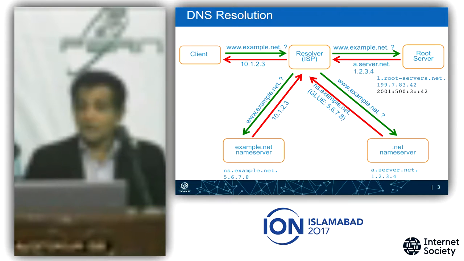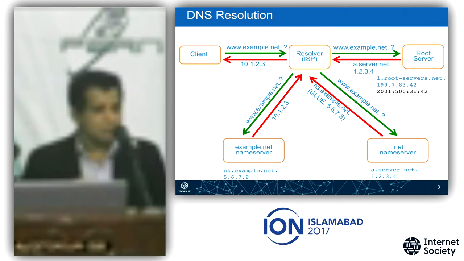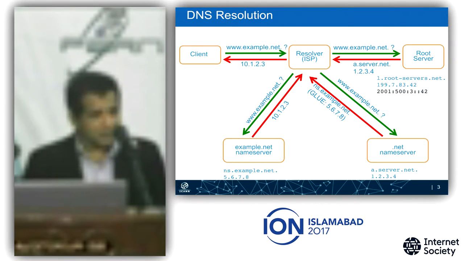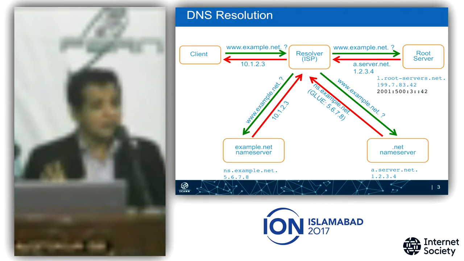Once the client gets the IP address of the web server, the client can now directly establish a connection. The client can go to the web server and download the web page. That's how a simple DNS query works, whether you send an email or try to access a website, the same thing happens. So in this process, the next step is, here we are not talking anything about security, right?